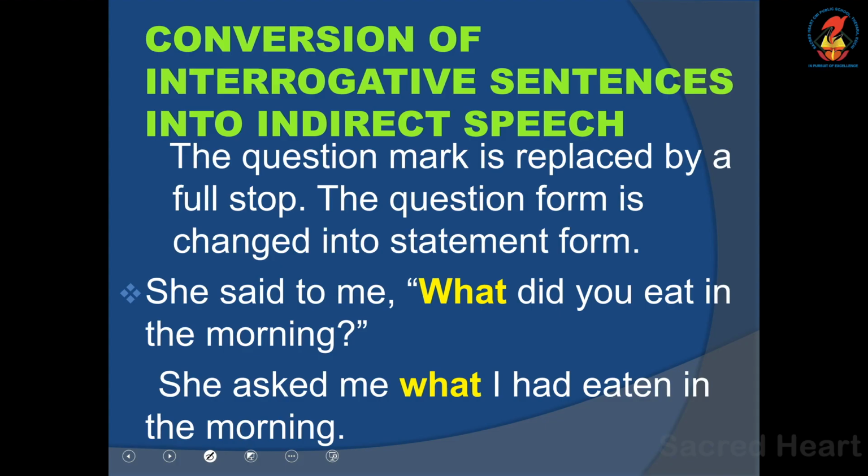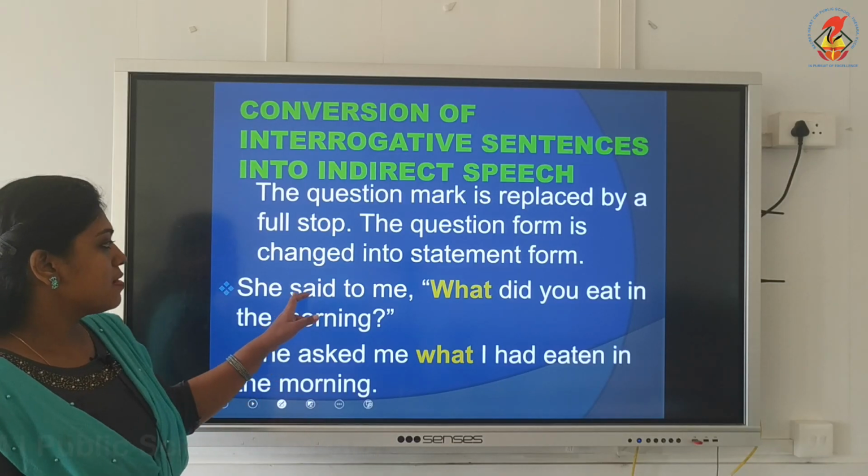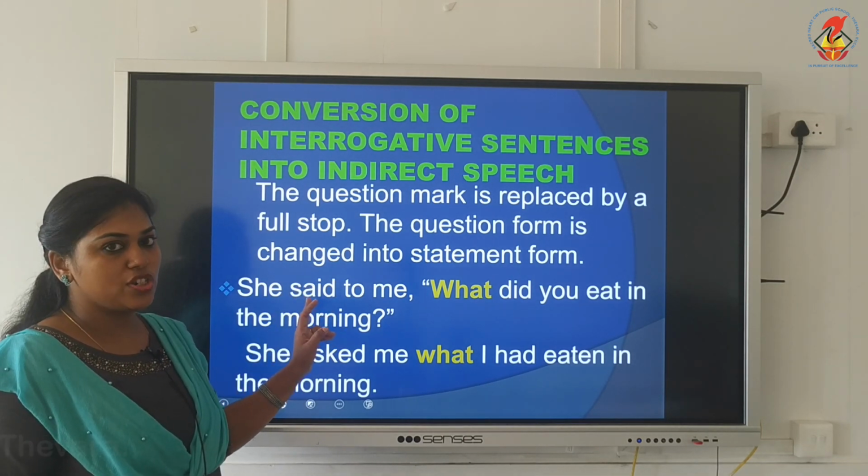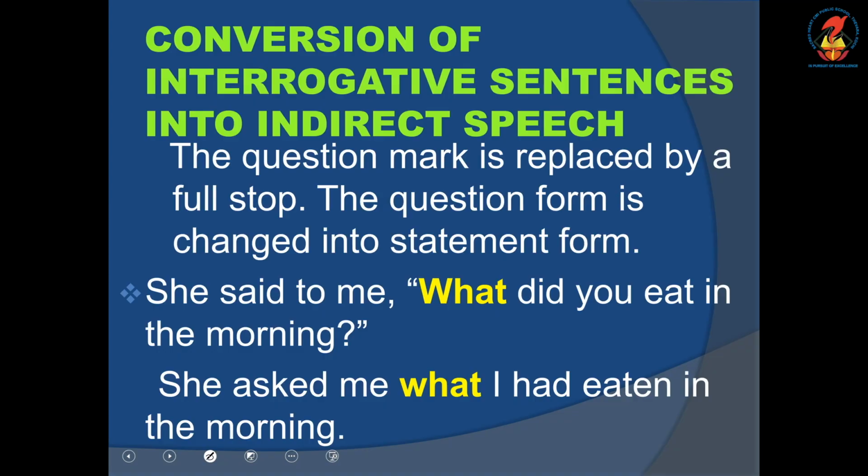Let's look at the example. She said to me, "What did you eat in the morning?" Now we understand that this is an interrogative sentence. So we have to remove the question mark and make it into statement form and then put a full stop, isn't it? Here we cannot write the reporting verb said. Here we have to change it into asked. So here it is written, she asked me what you ate. Which tense is this, children? Did you eat? Yes, it is in simple past.